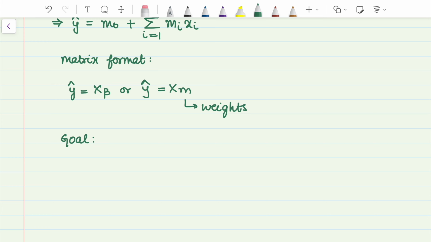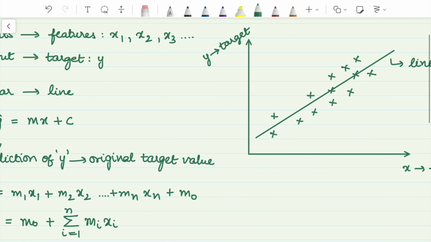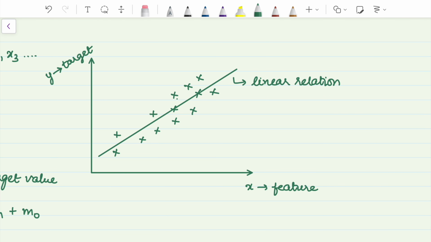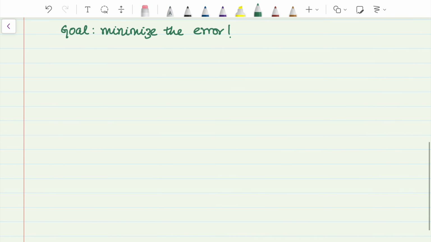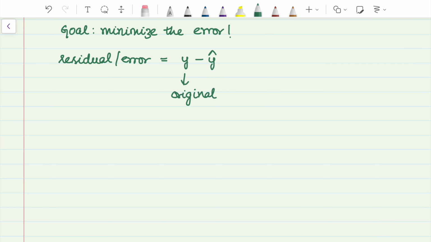Now, what is our goal? Our goal is to minimize the error, just like I mentioned earlier. How is this error represented? Now, let us go back to the graph and visualize it. The error is the linear distance between the line that we have predicted and the true points x, y. This can also be called the residual. We represent the residual or error as y minus y cap, where y is the original target variable and y cap is the prediction made by the linear model.